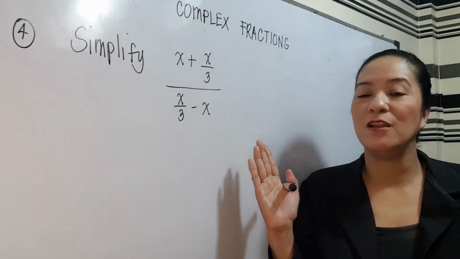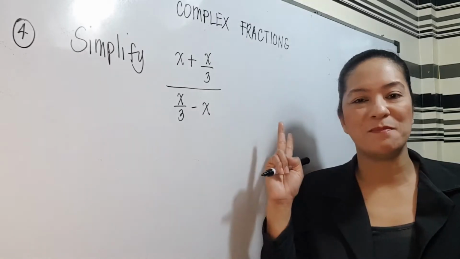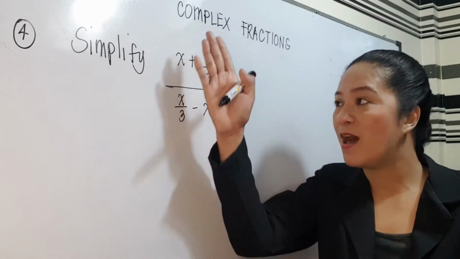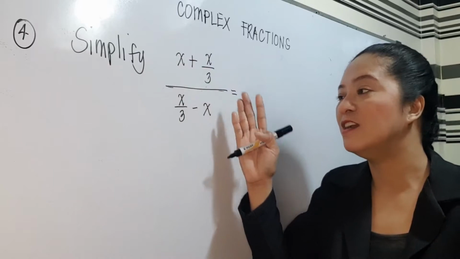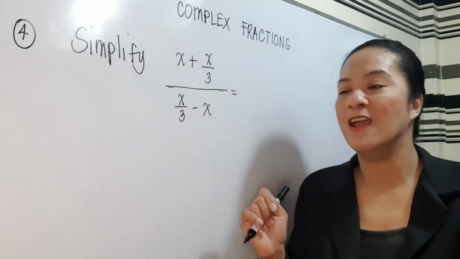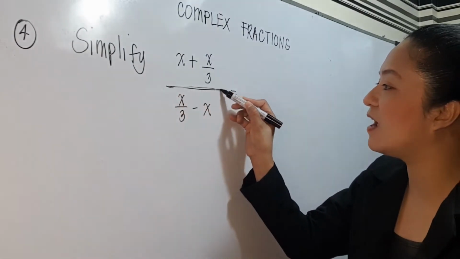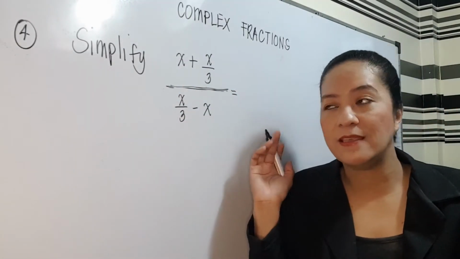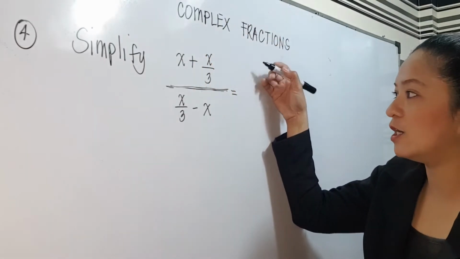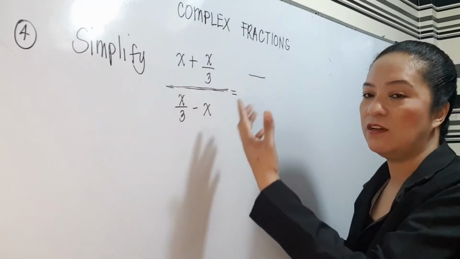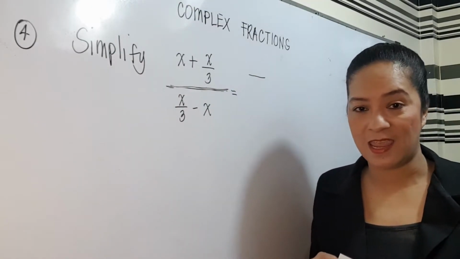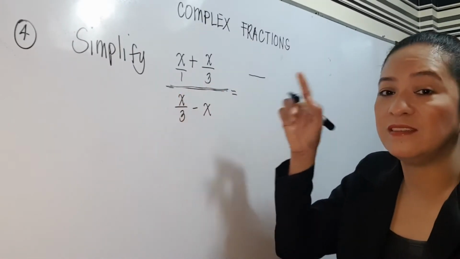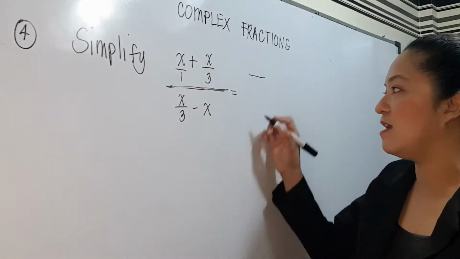In this example, we're going to use the second method of simplifying complex fraction. This method makes use of combining the fractions in the main numerator as well as in the main denominator. As you can see, we have here the main fraction line. So this is your numerator and this is your denominator. Let's combine first the fractions in the numerator. So we have x plus x over 3. Combining it, we have to get the LCD. What's the LCD of the main numerator? This is 1 and this is 3. So the LCD or the LCM of the denominators is 3.